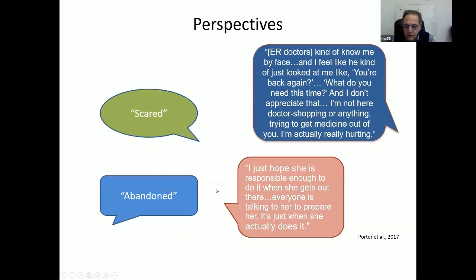We saw what the patients say about pain. Once they go through transition and they are in the adult service, they feel scared, they feel abandoned. I just hope she's responsible enough to do it when she gets out there. Everyone is talking to her to prepare her. It's just when she actually does it. These are parents. Doctors kind of know me by face, and I feel like he kind of just looked at me like, you are back again. What do you need this time? And the patient says, I don't appreciate that. I'm not here doctor shopping or anything.